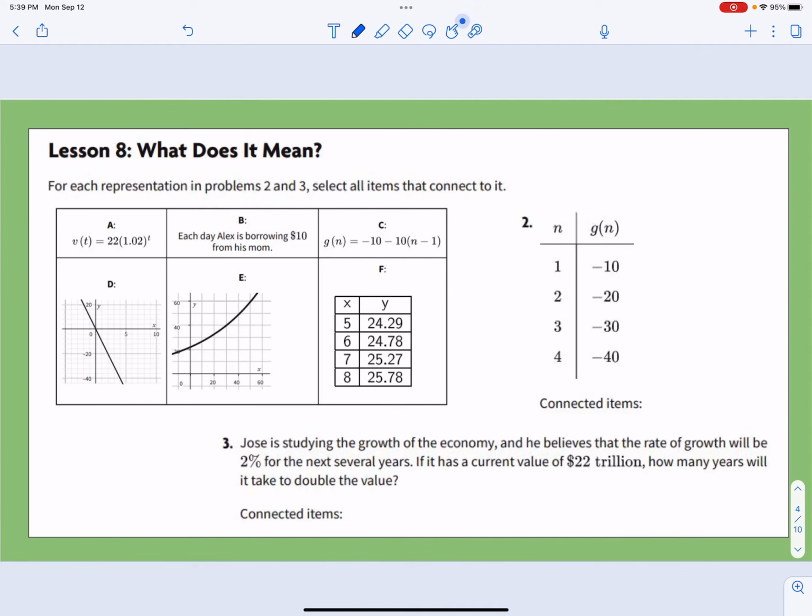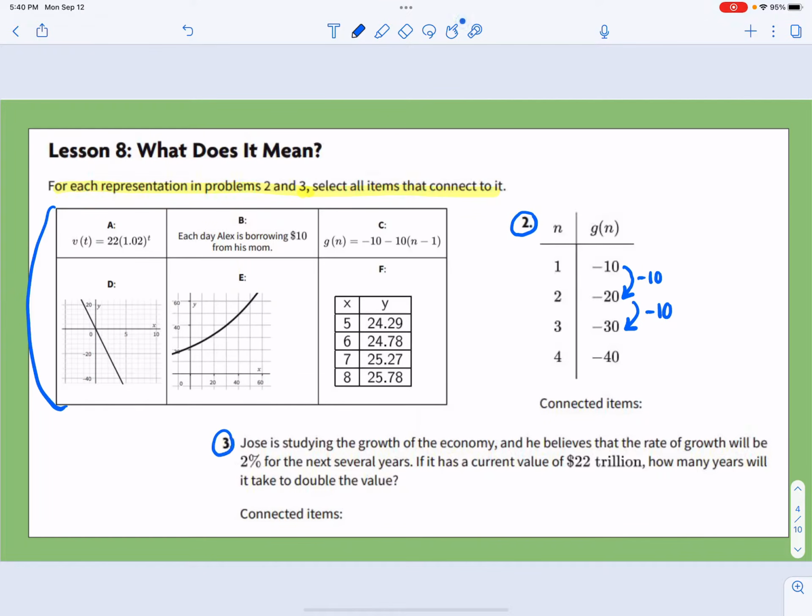All right, moving forward. For this next one, it says for each representation in problems 2 and 3, select all items that connect to it. So we want to look at the items that connect, for example, to number 2, where we have this table. We can see that we are decreasing by 10, again and again, decreasing by 10. And so we want to take a look at what are my options here for which things could be showing a decrease of 10. Let's look at this before we move on.